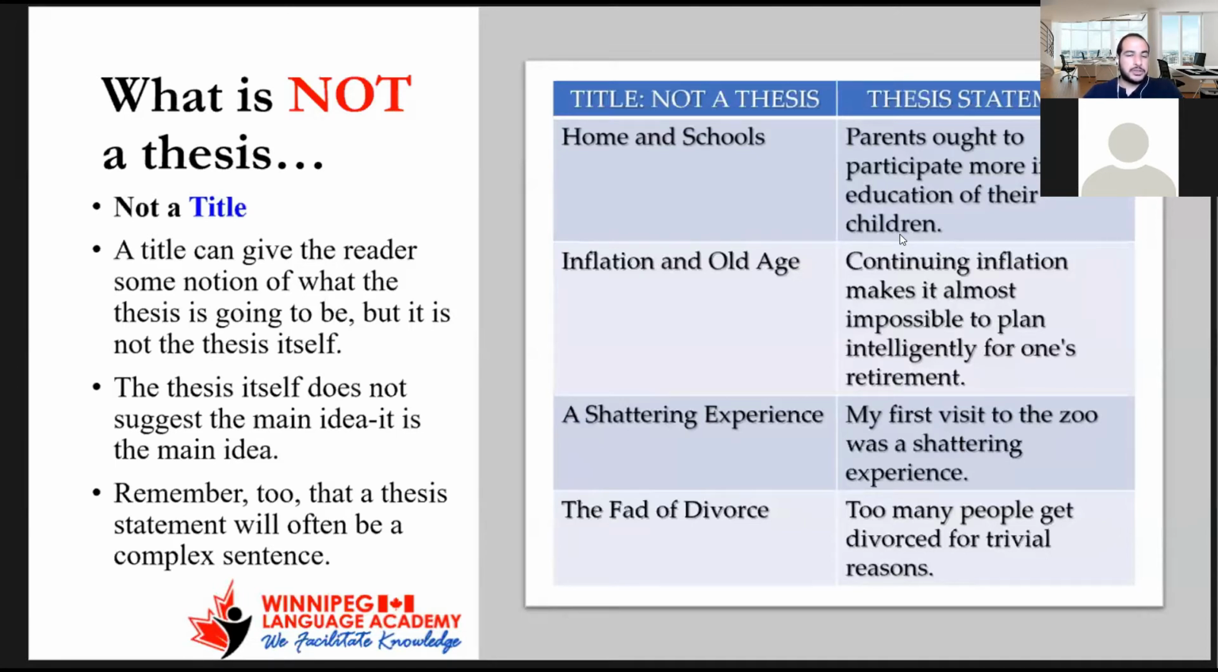A shattering experience. This can be a title, but it can't be a thesis. So you would say the first visit to the zoo was a shattering experience, and you would be explaining how this was a shattering experience. Also, the fad of divorce, and fad means trend or increasing number of something. So we could say that too many people get divorced for trivial reasons. And here you would need to explain what the trivial reasons are or give examples of them. Right? So I'll just pause here and get any questions.